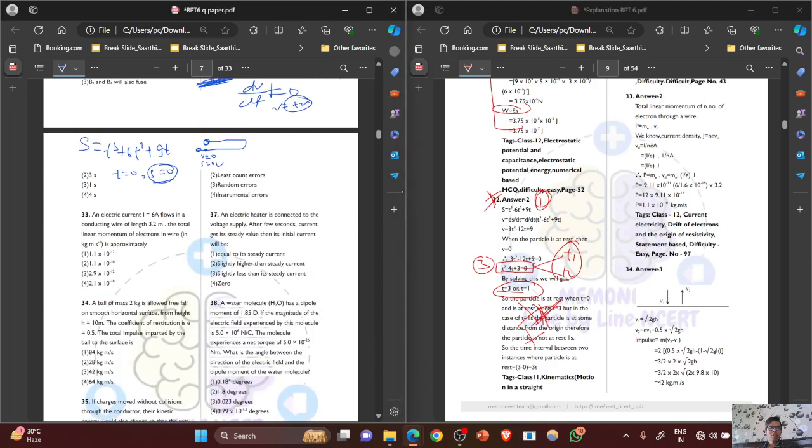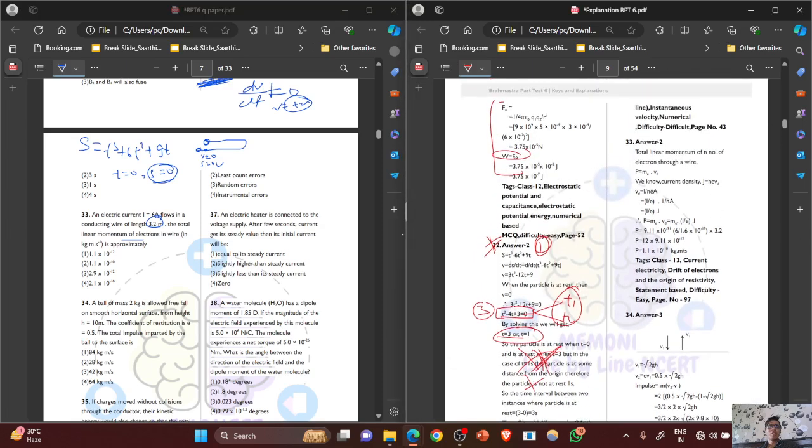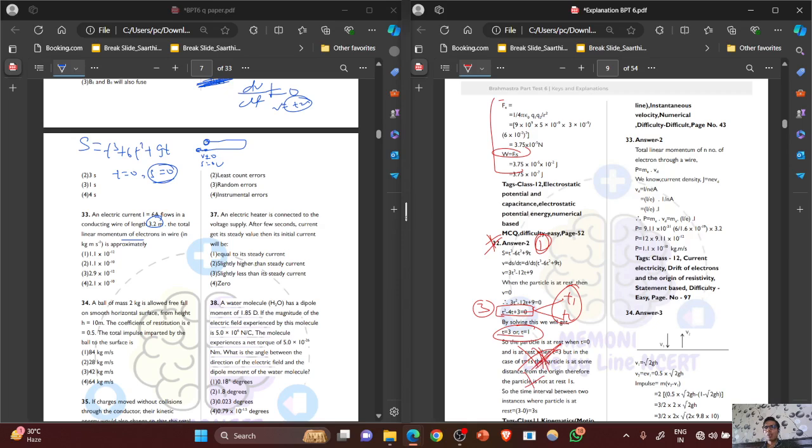An electric current flows in a conducting wire of a given length, and we need the linear momentum of the electron in the wire. If I ask about the rate of momentum, you just need to use the drift velocity formula. You know current is equal to n e A v_d. From here, you get the drift velocity. Once you get the drift velocity, momentum is the mass of the electron times the drift velocity. Simple, calculate it to get the momentum. Second is your correct option.